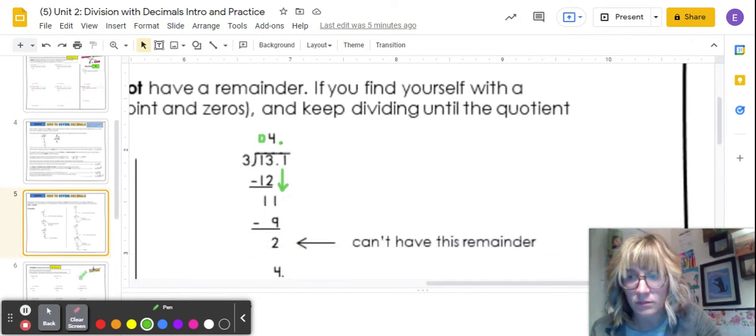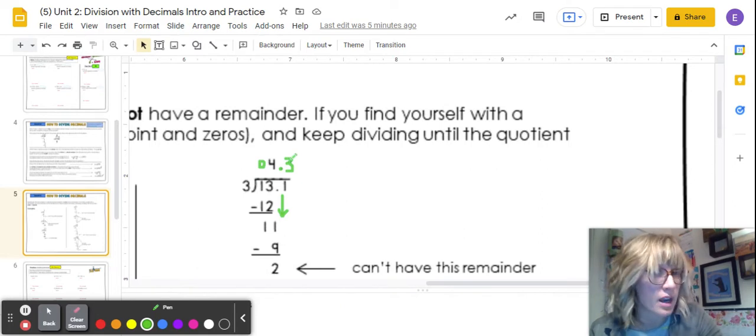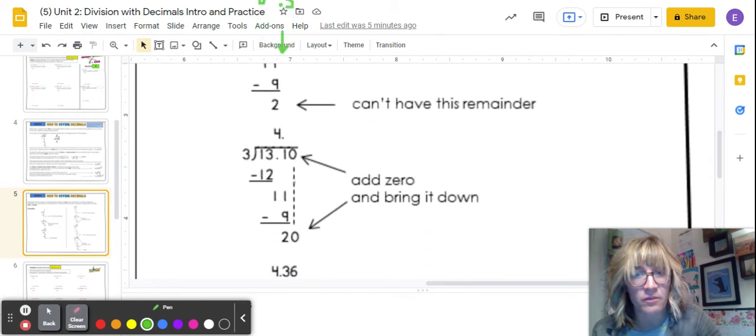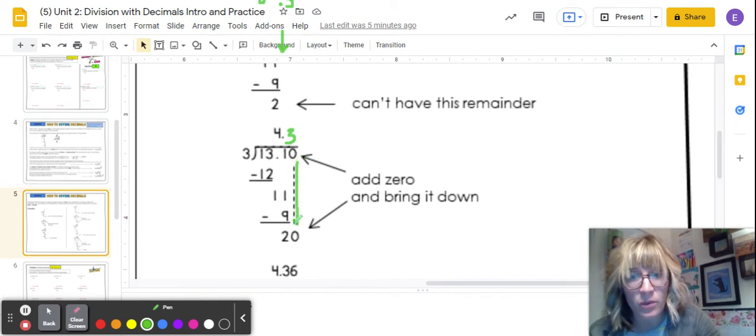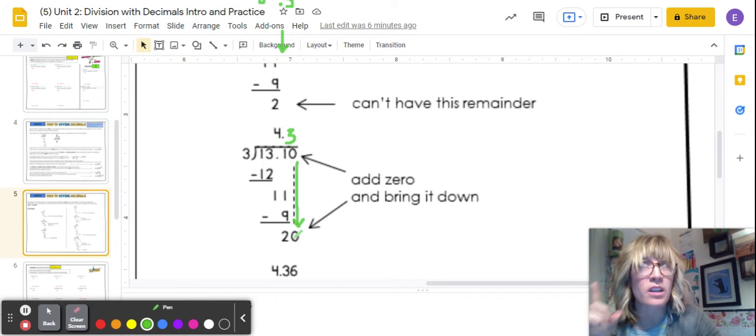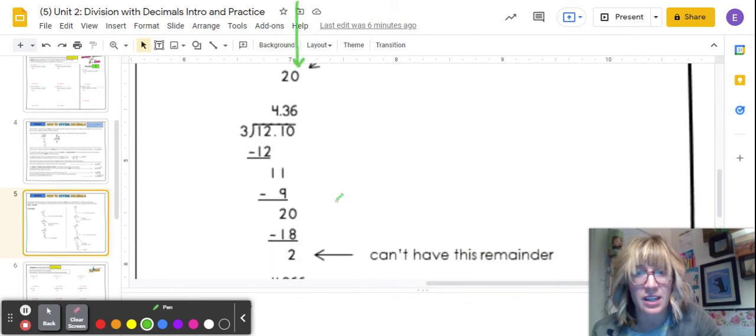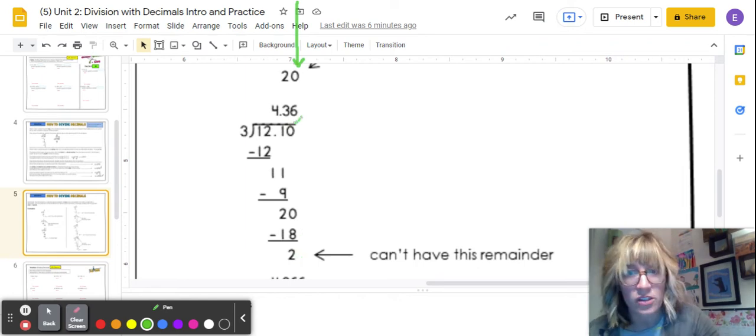How many times does 3 fit into 11? It fits 3 times, and 3 times 3 is 9. When we subtract, we have 2 left over, but we can't have a remainder. So we're going to add that 0. This is 4.3. We add that 0, and we now have a digit we can bring down. How many times does 3 fit into 20? It fits 6 times, which is 18. 3 times 6 is 18, and we have 2 left over.